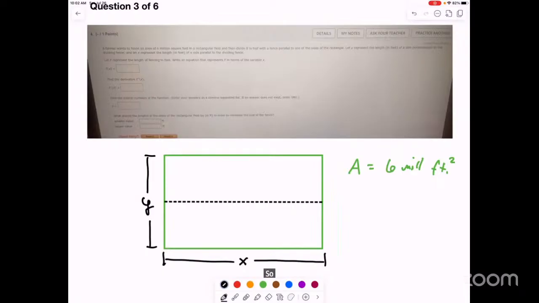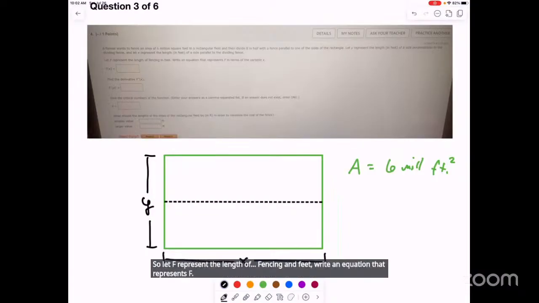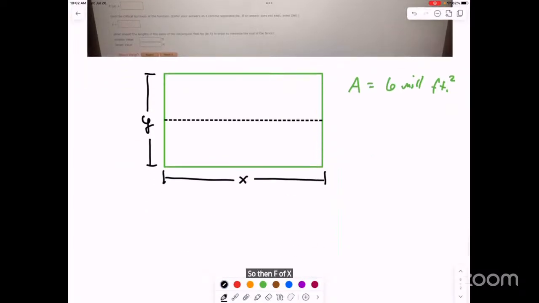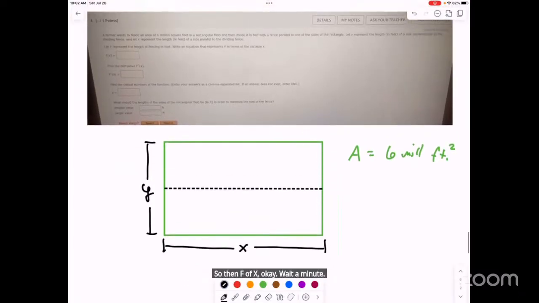So let f represent the length of fencing in feet. Write an equation that represents f. A farmer wants to fence an area of 6 million square feet and then divide it in half with the fence parallel. Okay. So then f of x. Okay. Wait a minute. F in terms of x.